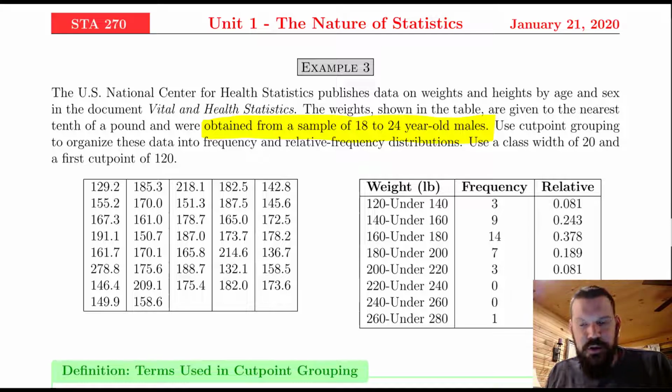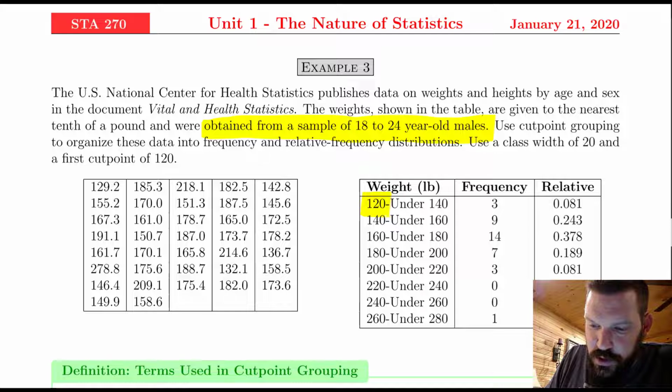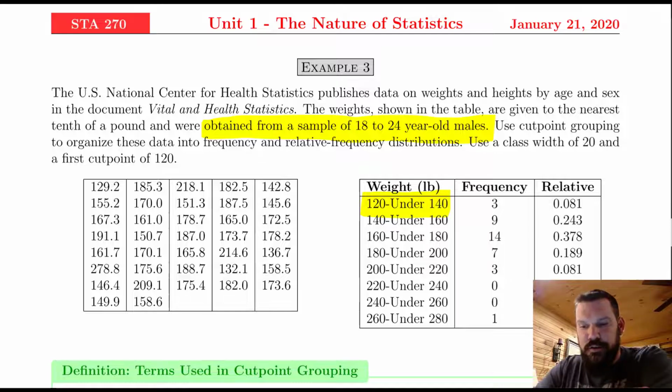We want to use cut point grouping to organize these data into frequency and relative frequency distributions, just like we've been doing. We want to use a class width of 20 and a first cut point of 120. So if our first class cut point is 120, and we want a width of 20, 120 plus 20 is 140. So that's where we get this 120 to under 140 pounds. Then we would jump from 140 pounds up to 160 pounds. Then we go from 160 pounds to 180, and so on down through the list.